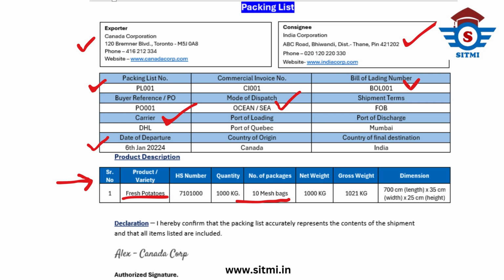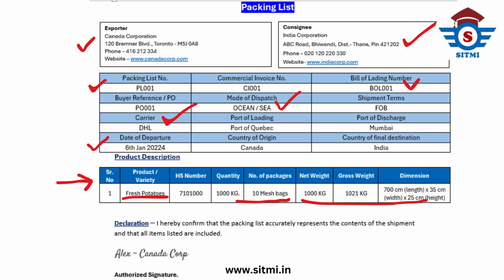The next point, which is the ninth point, is the weight and dimensions. The weight and dimensions of each package or pallet included in the shipment. This helps calculate shipping costs and ensures compliance with weight and size restrictions. The 10th point is special instructions. Any special handling instructions or additional information related to the shipment, such as handling precautions, storage requirements, or specific delivery instructions.